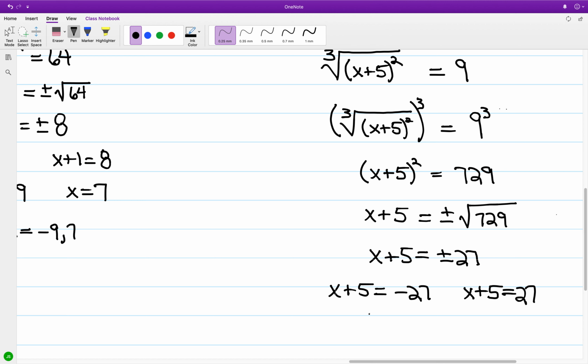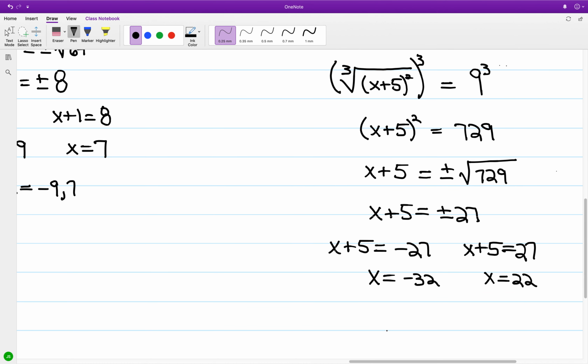Taking away 5 from both sides of both equations, for x plus 5 is equal to -27, -27 minus 5 is going to be the lower x value, which will become -32. And for the higher x value, take away 5, and 27 minus 5 comes out to 22. So we have two solutions again in x: on the minus side we have -32, and on the plus side we have 22.